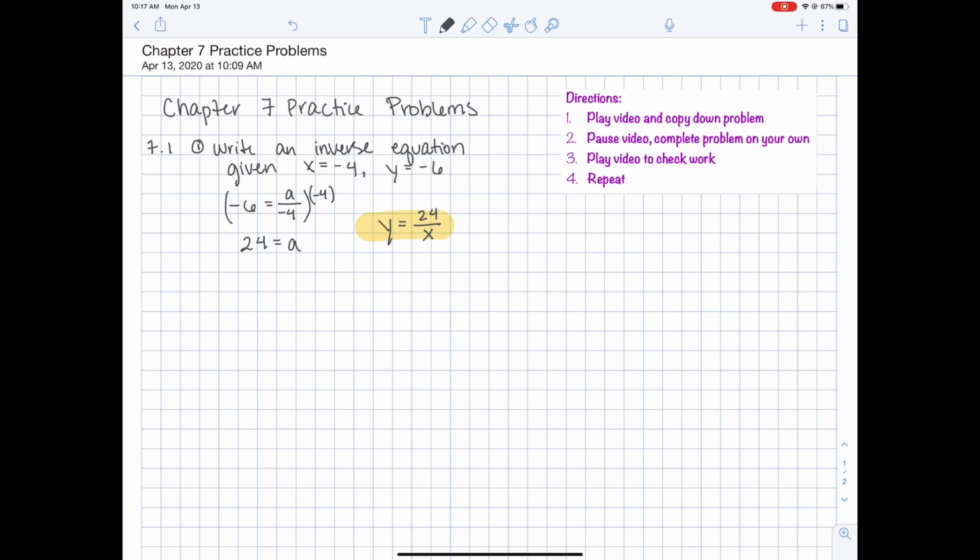Okay, let's move on to number 2. We're figuring out how these equations are varying, so I'm going to give you all the equations to start with. xy equals 5, 5y equals 6x, 15 equals x over y, and y minus 3 is equal to 2x. And the question is, how do these relationships vary?